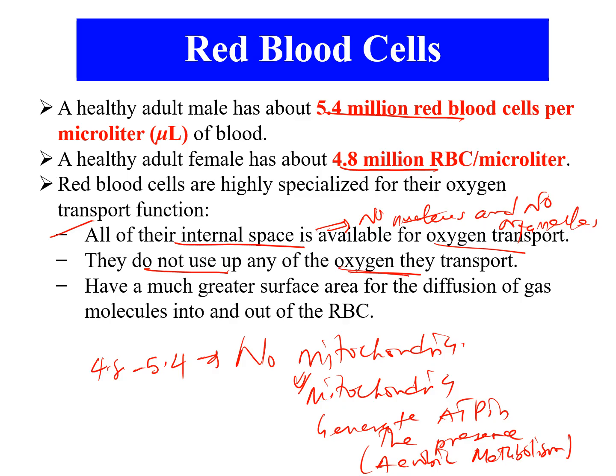The third reason is that red blood cells have a greater surface area for diffusion in comparison to other cells that are spherical or round. For example, red blood cells have a biconcave disc shape, and that shape increases the surface area for diffusion. The larger the surface area, the greater the rate of diffusion. So gases are going to diffuse faster into and out of the red blood cell.